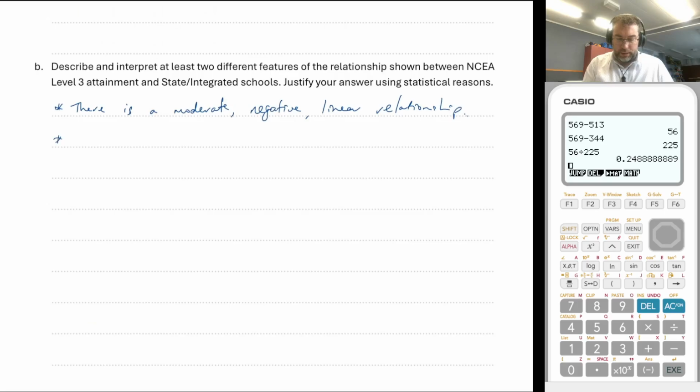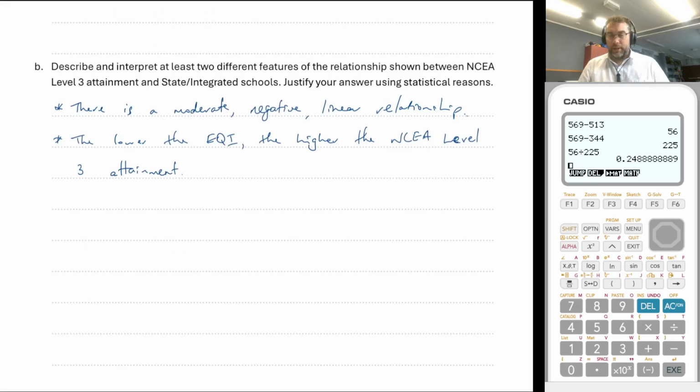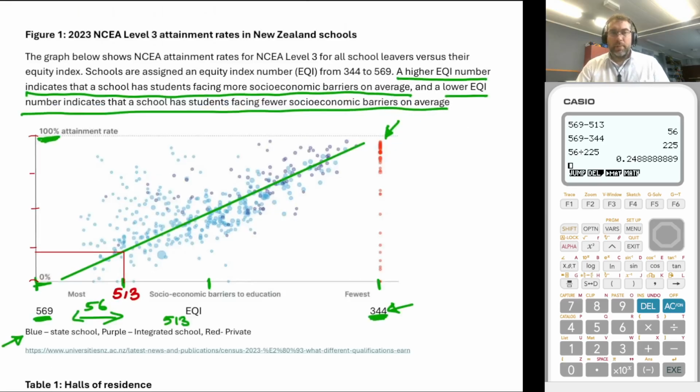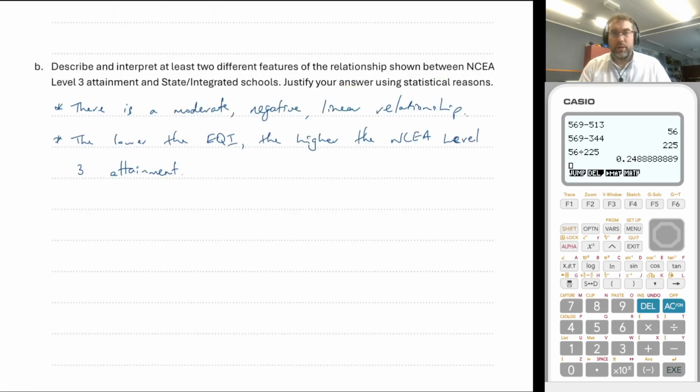I'm also going to do it in the context of the actual question. So using bullet points so that I'm arranging my thinking, I've written in real words what this means. So the lower the EQI, the higher the attainment. That's the real words of it. So the lower the EQI, the higher the NCEA Level 3 attainment. What other features can we see, at least two different features of the relationship? So that's showing the relationship.